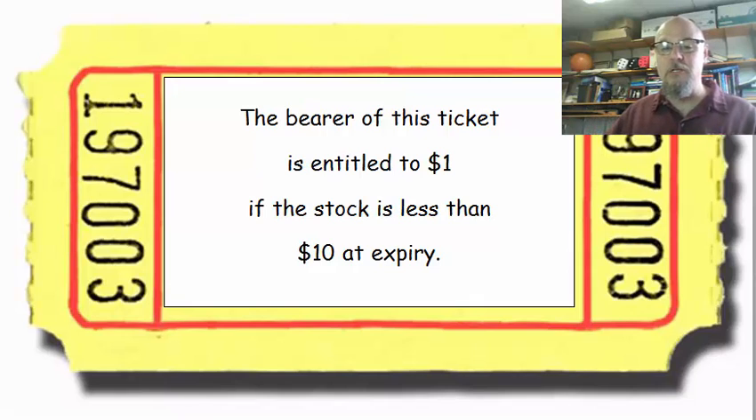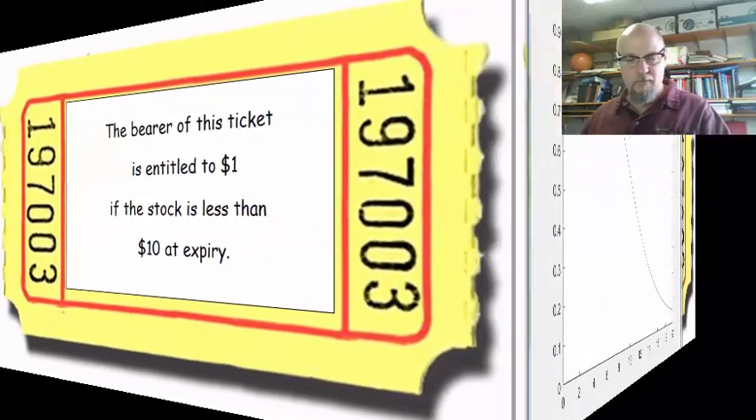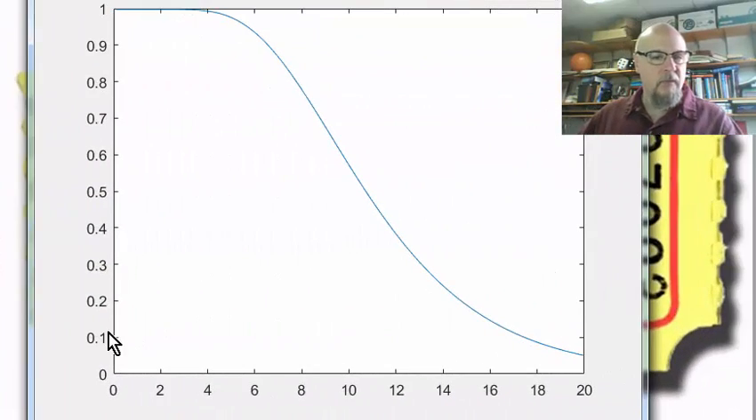The value of this option depends on the stock. Its value is derived from the stock. That's why we call it a derivative. This binary put option's value should be a function of the time left until expiry and the value of the stock. Let's graph that for a particular time. Here's a plot. The value of the option as a function of the stock price, and there's about a month left until expiry.